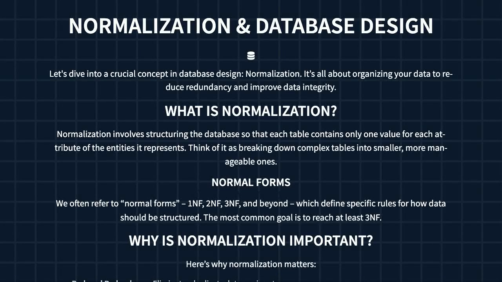Okay, let's talk about normalization, a really important concept when it comes to designing databases. Basically, it's all about organizing your data in a smart way to avoid repeating ourselves and keep everything consistent. Think of it like breaking down big tables into smaller, more focused ones. We use normal forms like 1NF, 2NF, and 3NF, which are guidelines that help us structure the data correctly. The goal is often to get to at least 3NF.